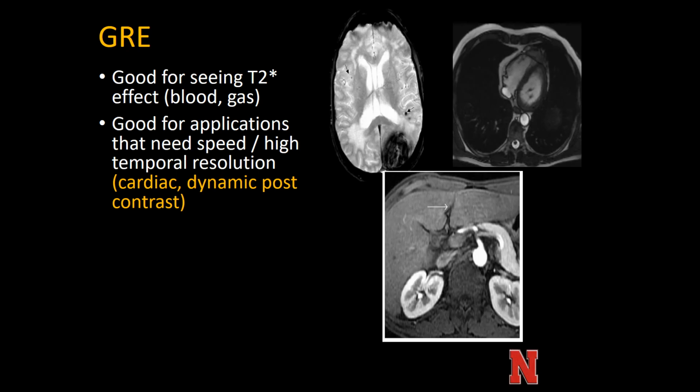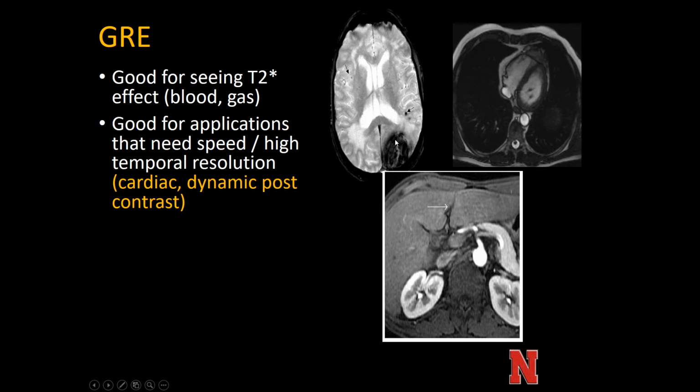All right, GRE sequences. These are good for seeing T2 star effects. T2 star effects are accentuated on things like blood because of hemosiderin deposition. Gas also causes T2 star effects and blooming for various reasons. So if you're looking for gas in the abdomen on an MRE, MR enterography, like looking for perforated Crohn's or something and extraluminal gas, this is a good sequence to use.